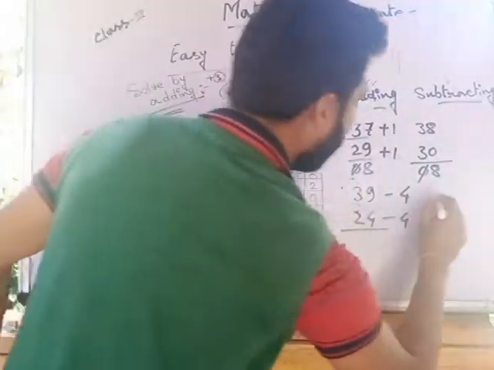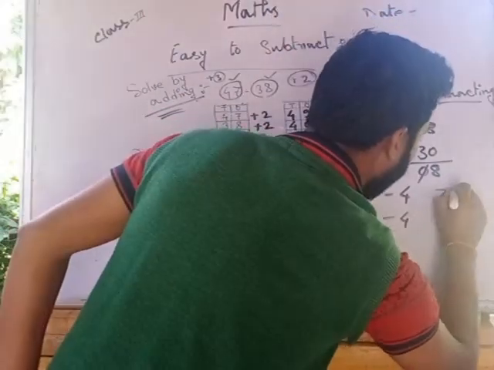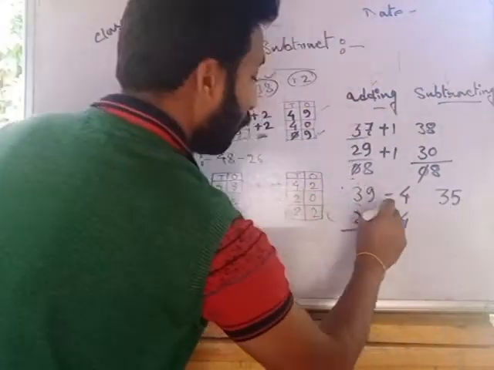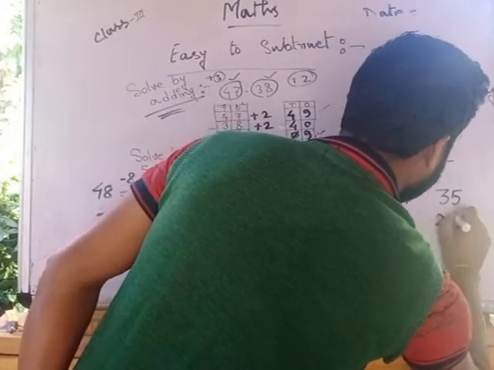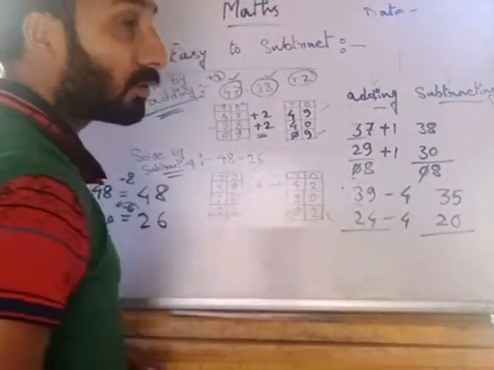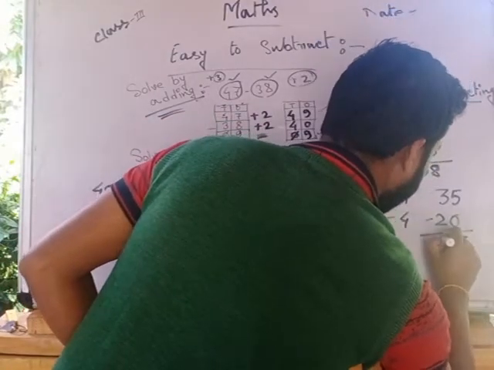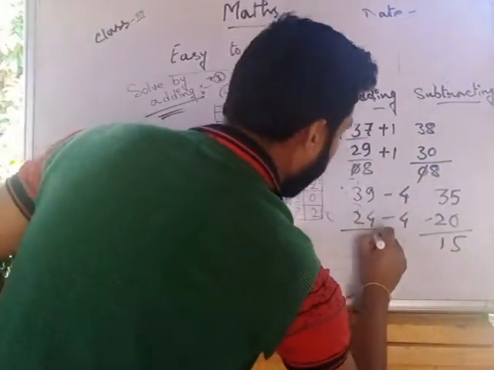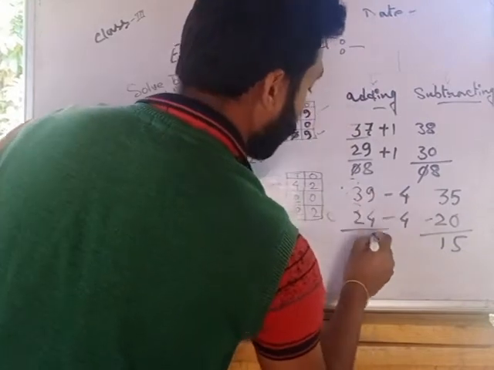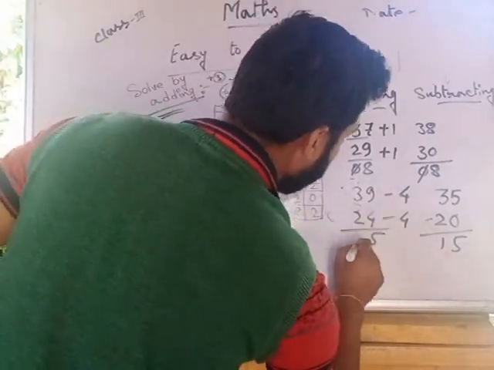39 minus 4, that is 35. 24 minus 4, that is 20. So subtract the numbers. 9 minus 4, that is 5. And also 3 minus 2, that is 1.